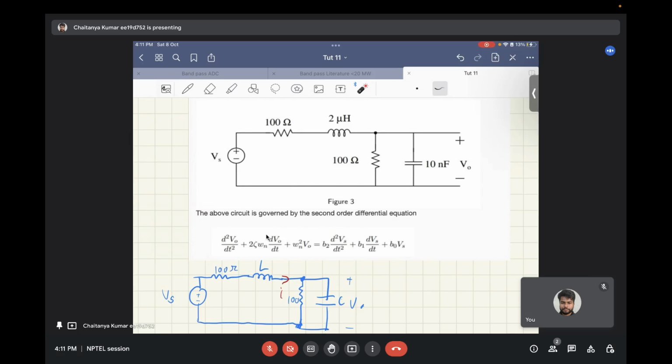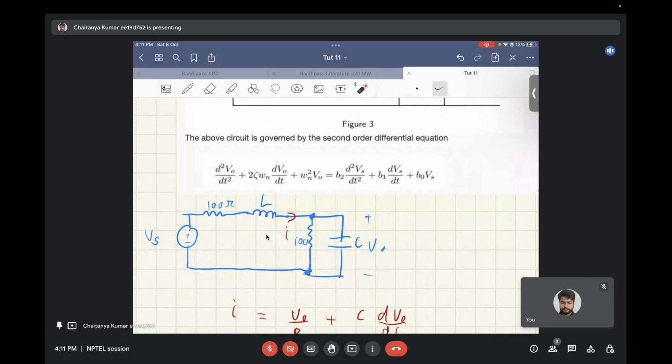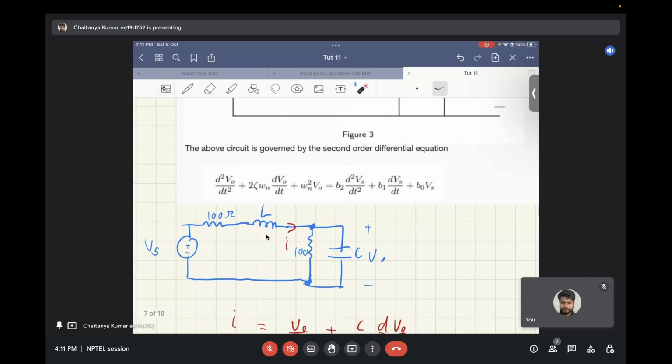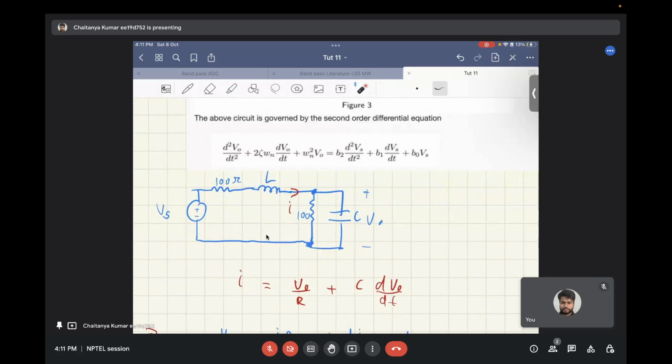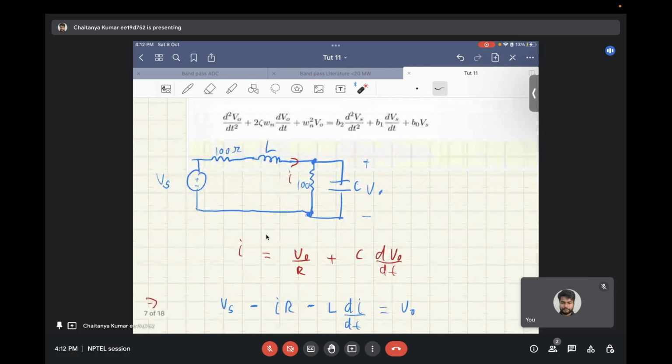Now in this question, again, you will apply KVL in this loop. So first of all, you have V naught across the capacitor and resistor that are in parallel. So the current that is flowing through this loop and this parallel resistor capacitor combination is equal to the sum of the current that is flowing in the resistor and that is flowing in the capacitor.